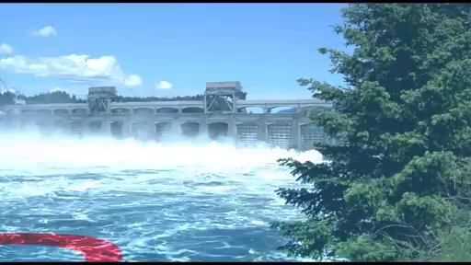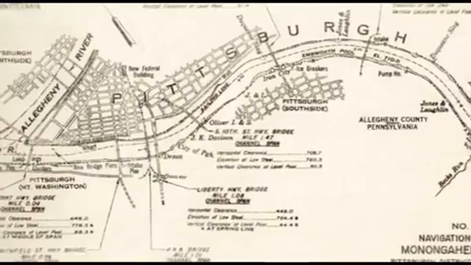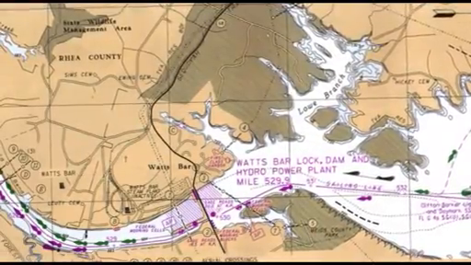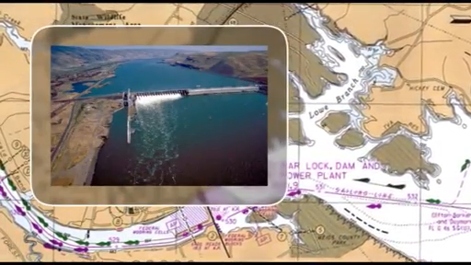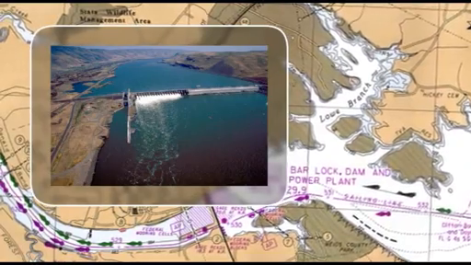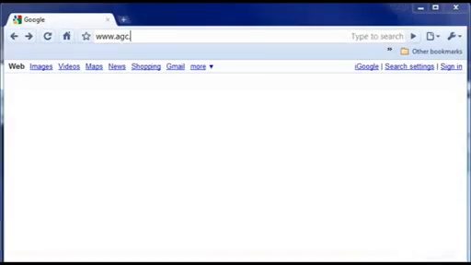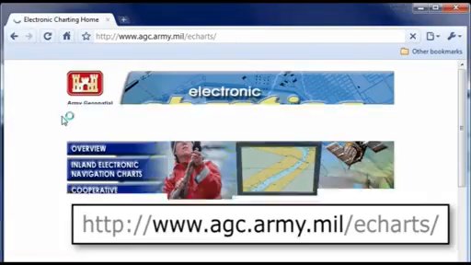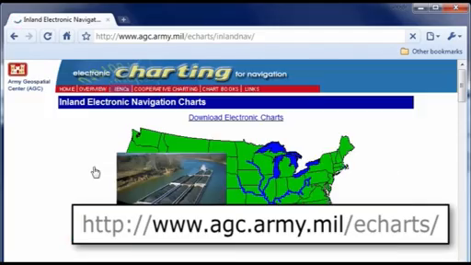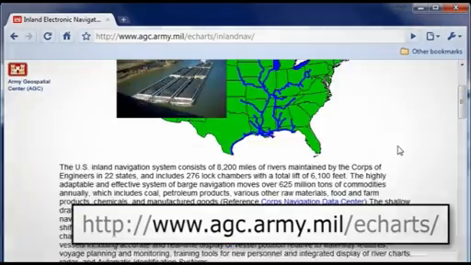Navigation charts provide valuable information for the recreational boater, including the location of dams and other structures in the waterways. Navigation charts or directions on how to purchase them are available by searching for them on the Internet.